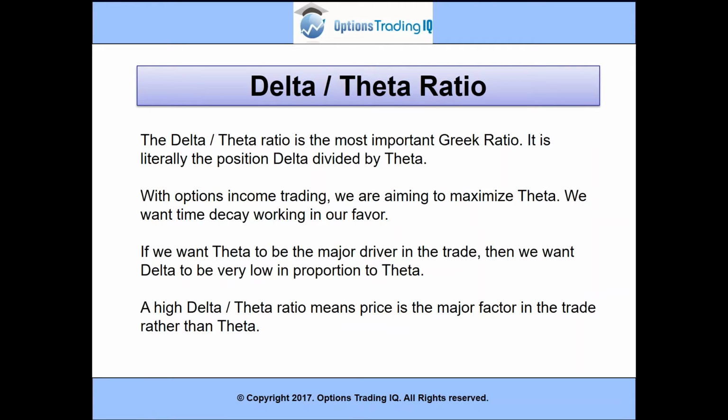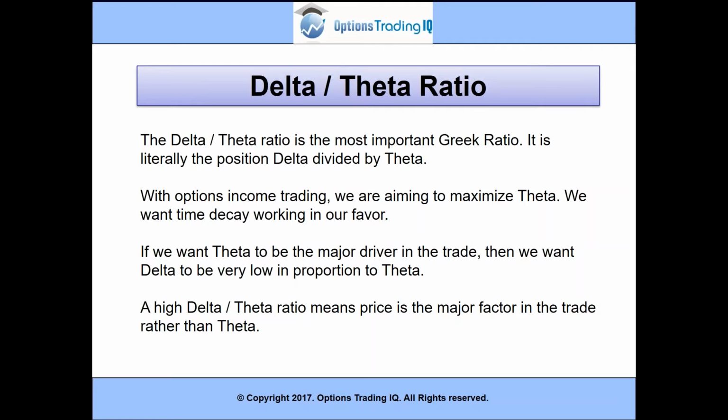Okay, so the first one, really important one, this is delta theta ratio, okay? So the delta theta ratio is the most important one. It is literally the position delta divided by theta. With options income trading, we are aiming to maximize theta. We want time decay working in our favor. If we want theta to be the major driver in the trade, then we want delta to be very low in proportion to theta. Okay? A high delta theta ratio means price is the major factor in the trade rather than theta.